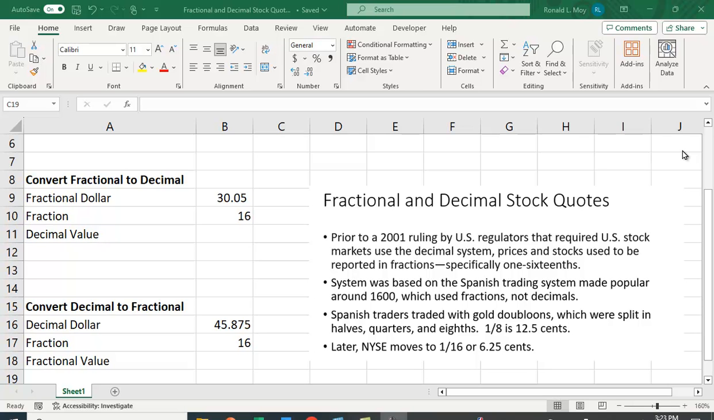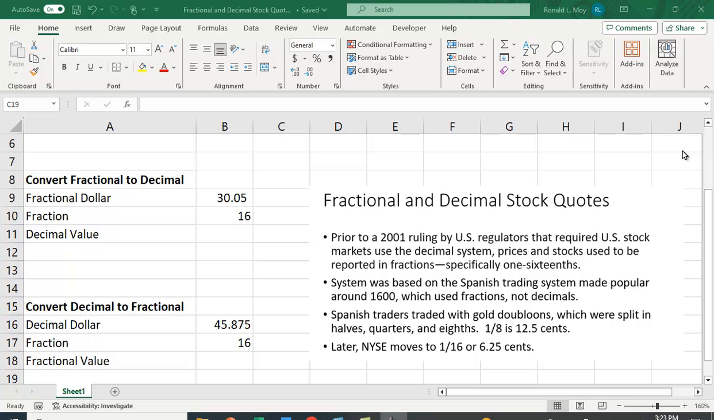So if you see a quote that's 20 and an eighth, well, 1/8 is 12.5 cents. Later, the New York Stock Exchange moved to sixteenths, so prices could change by 6.25 cents rather than 12.5 cents.